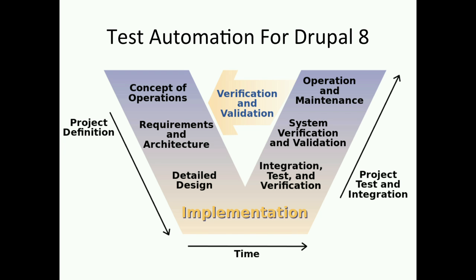Okay, this is a V model, and the only thing that's important for me here are these ideas: verification and validation. Verification means you have the system working correctly, you have the system right. Validation means you have the right system to begin with.